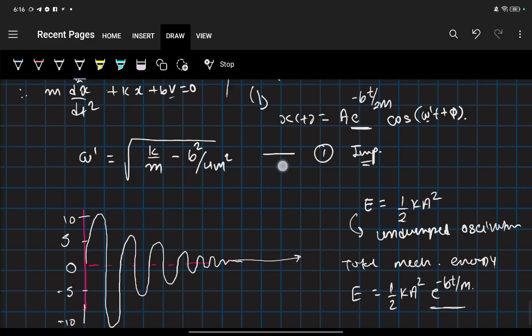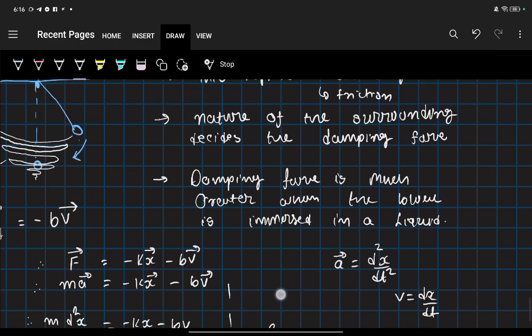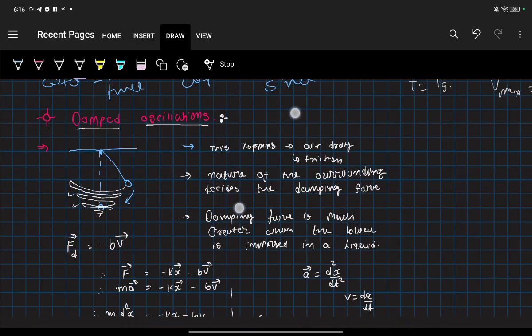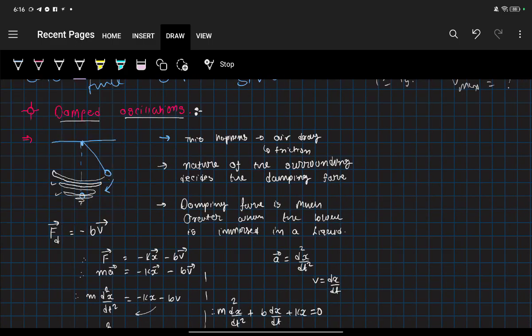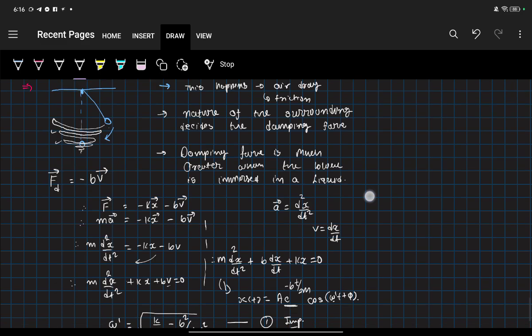So this was the discussion on damped oscillation, where we found out that due to air drag and friction, the oscillations get smaller and smaller. And after some time, the bob will eventually stop, right? So the damping force is generally directly proportional to velocity. That's why the damping force is given by minus bv.